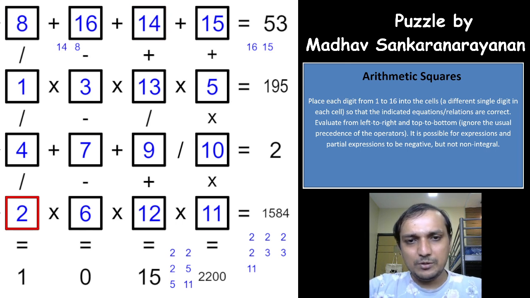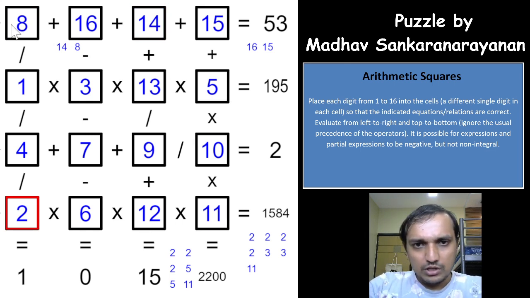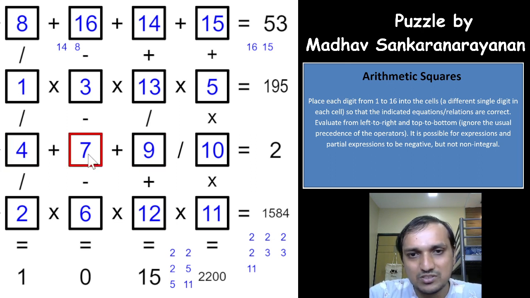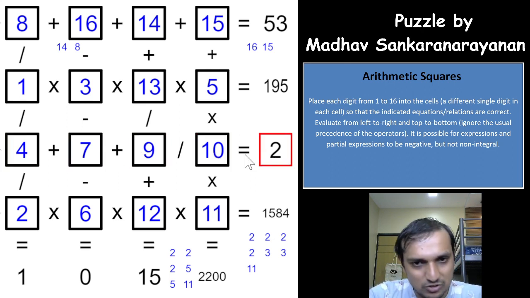Amazing puzzle, I would say. If you see here, let us see if the equations are correct now. 8 plus 16 is 24, for 38 and 53. Of course the sum is done. 1 into 3 into 13 into 5 is 195, correct. 4 plus 7 is 13 plus 9. It has to be 20. Oh sorry, 4 plus 7 is 11 plus 9 divided by 10 is 2, right.